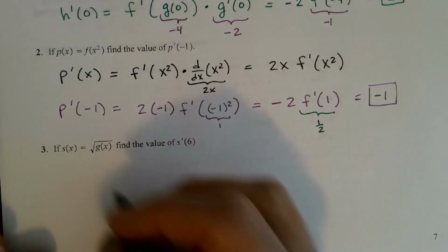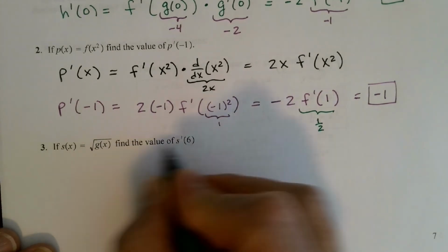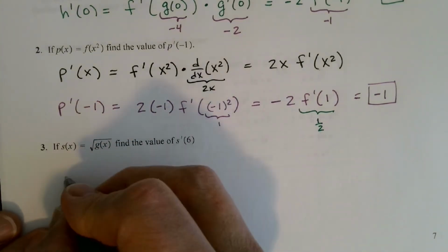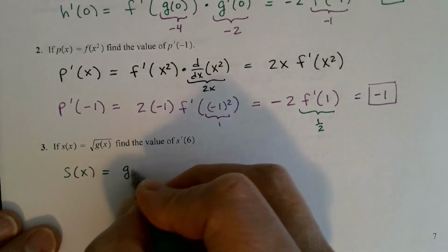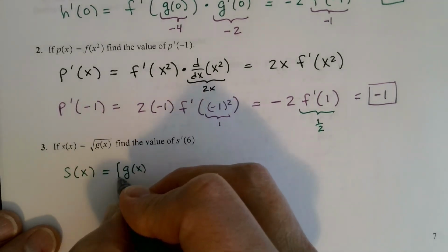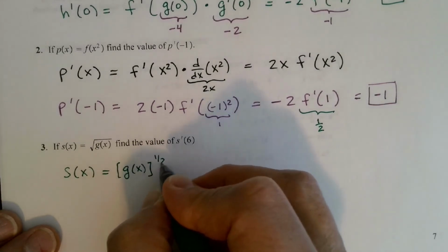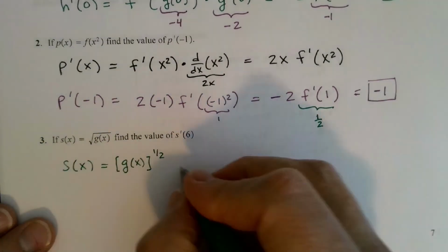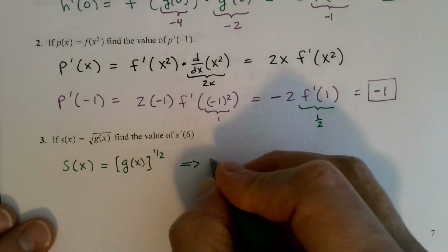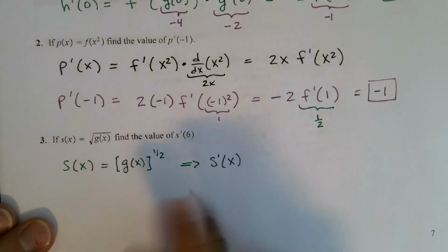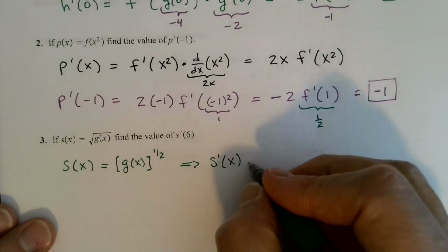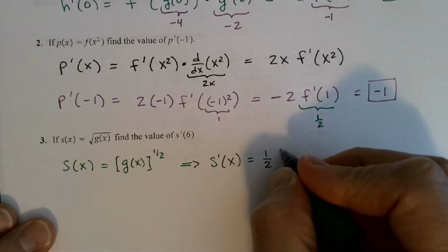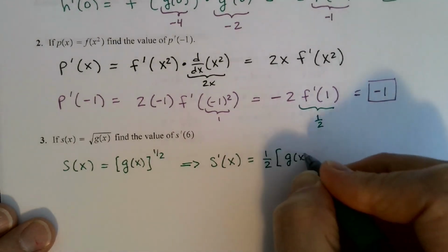My first thing here, finding s prime of 6 if s of x is the square root of g of x, is I would write s of x as g of x all raised to what power? 1 half. Right? So when I find s prime of x, it's by the power rule, generalized power rule really, right? Because it's u to the 1 half. So the outer function is u to the 1 half, I bring a 1 half down. U is g of x, the inner function.